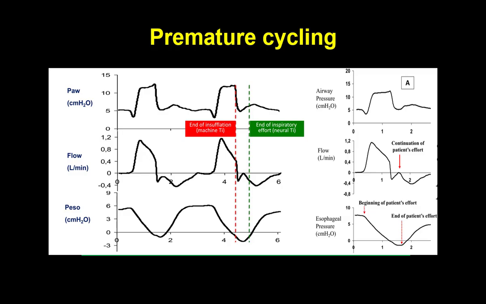Now coming to cycling, premature cycling. What does it mean? The patient wants to inspire more, but the ventilator has decided no, exhalation has to start. So here you can see, when the flow is coming down, the patient is still trying to make some positive effort, trying to draw the air back into the patient. That's why there's an upward spike here. So this is premature cycling. Very classically, just put this into your mind. This is how premature cycling looks.